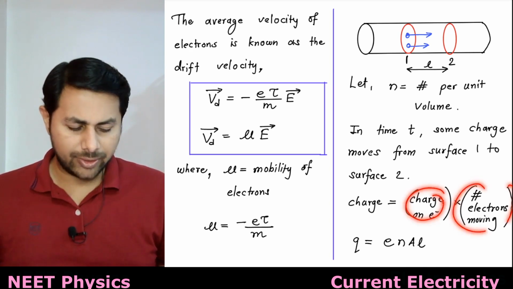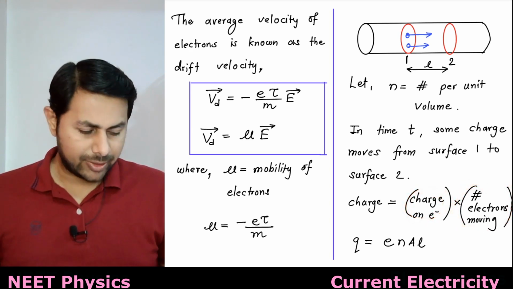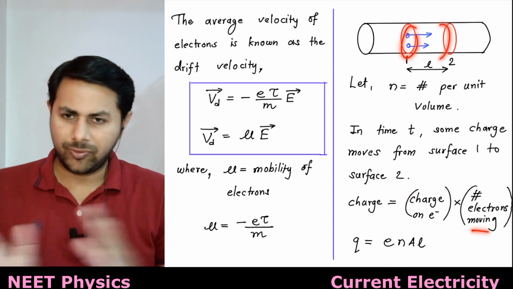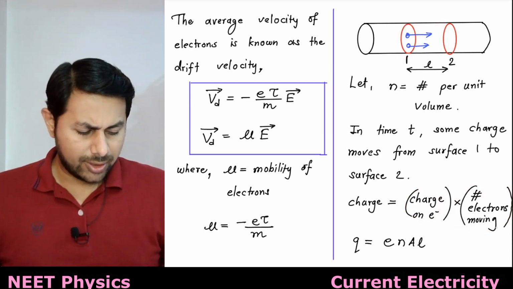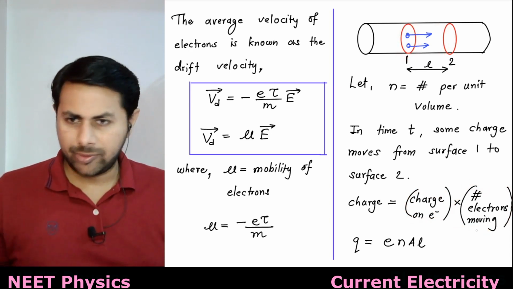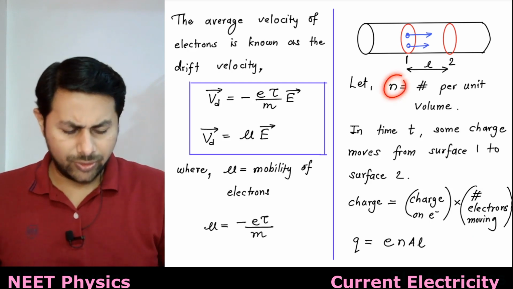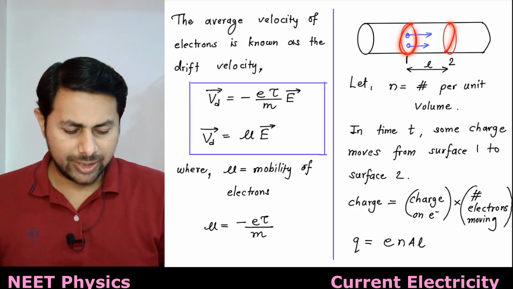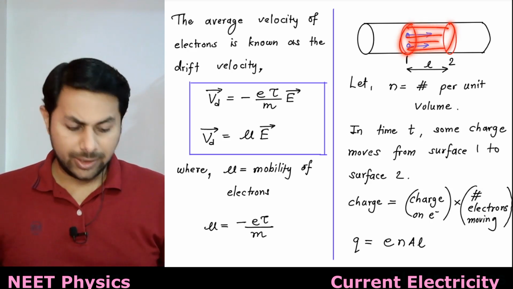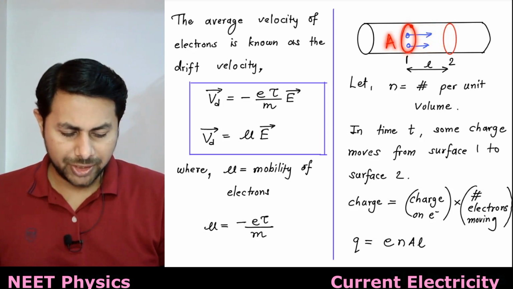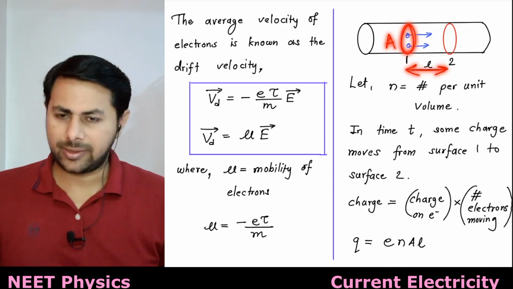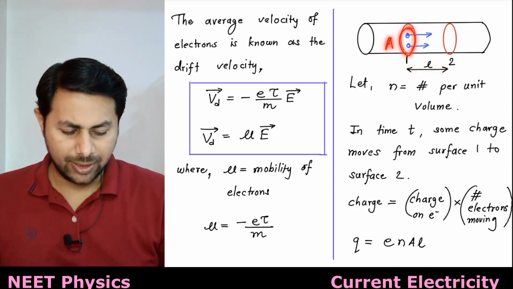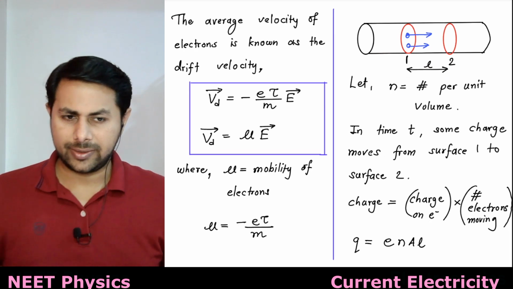Charge on one electron multiplied by the number of electrons that are moving through this much volume. How can you find out the number of electrons moving through this volume? n is the number of electrons per unit volume, so just multiply that with this much volume. What is this volume? It's the area of cross section multiplied by the length.